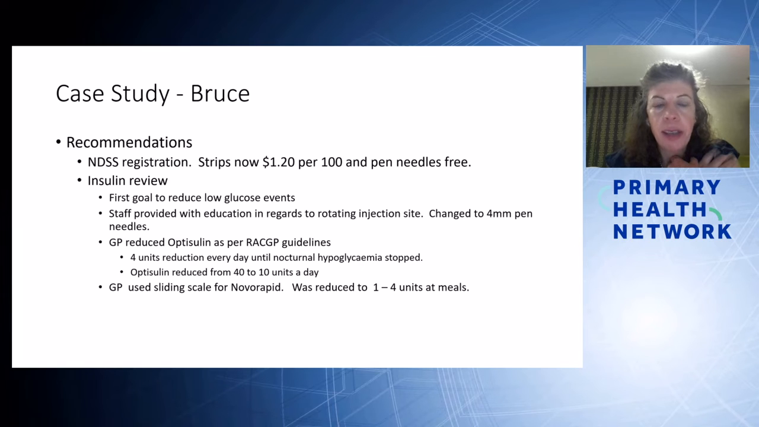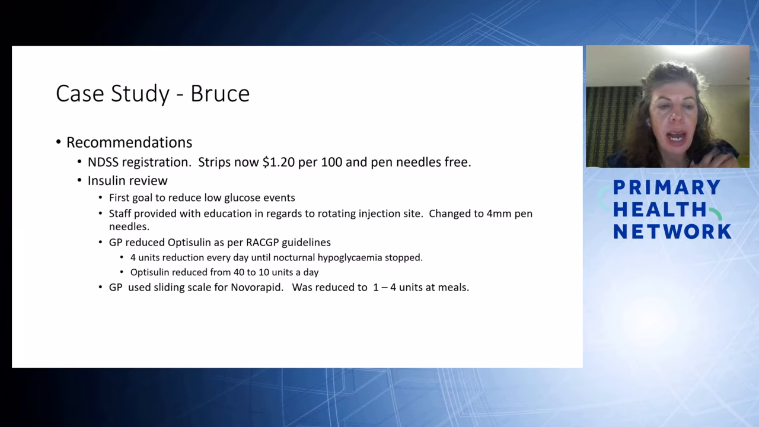Review their insulin. The first goal is to reduce the low glucose events. Talk to the staff about rotating injection sites. Have a care plan, a chart in his bed, so the nurse can cross off the area they did the injection site, so the next nurse that comes on duty knows where the injection site was, and avoids that area and goes into a different area on his stomach. And change to the 4 millimeter needles so we're not getting into muscle and causing insulin to be absorbed too quickly.